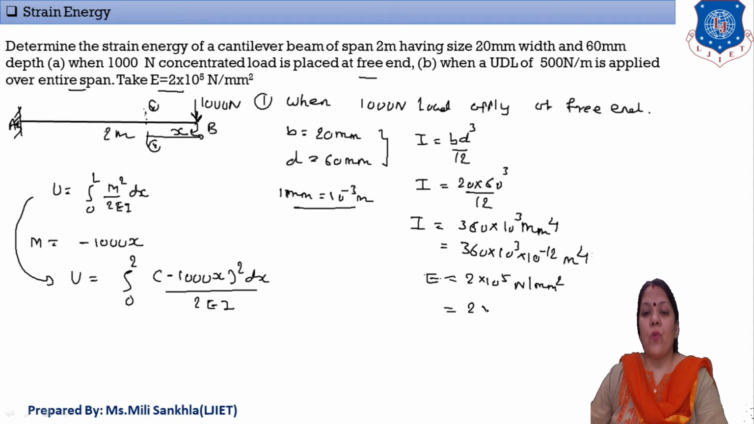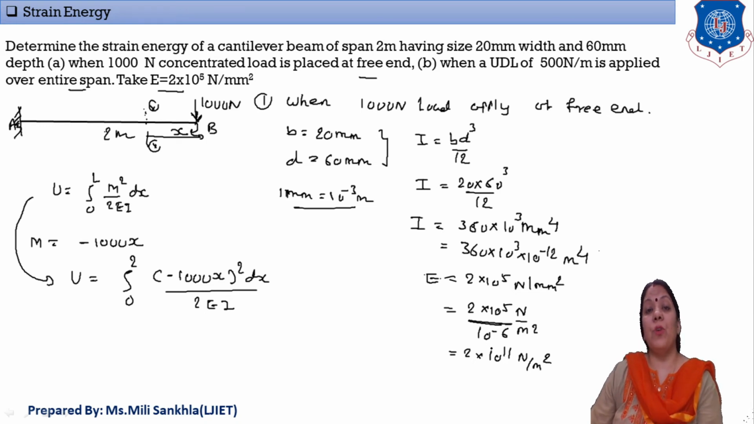2 into 10 raised to 5. There is no need to convert Newton because the data is given in Newton, so keep it as it is. But for meter square, write down here: 1 mm is equal to 10 raised to minus 3, so mm square is equal to 10 raised to minus 6. My final answer is equal to 2 into 10 raised to 11 Newton per meter square. Simply remember this unit conversion and properly convert the unit. If there is something wrong, then our answer is wrong. Now one by one, next we calculate.